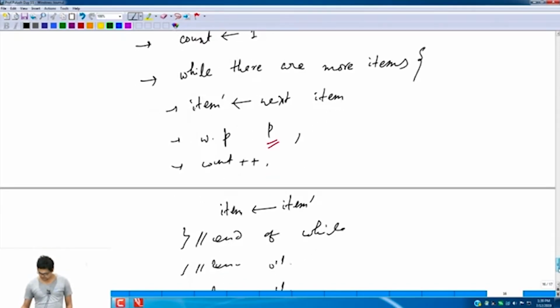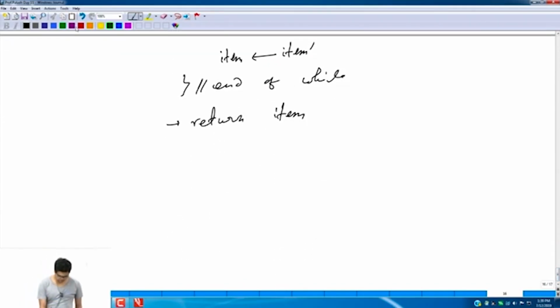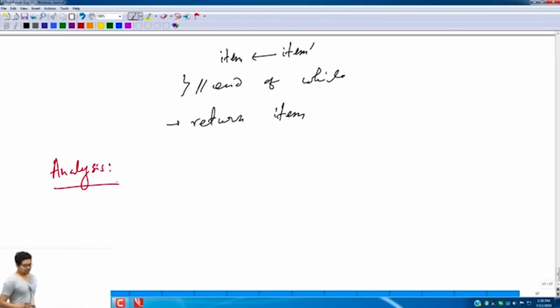Okay, so now let's do the analysis. Let's find out what should be the value of P. What should be the value of P? Can anyone guess? No, we don't know the number of distinct items.